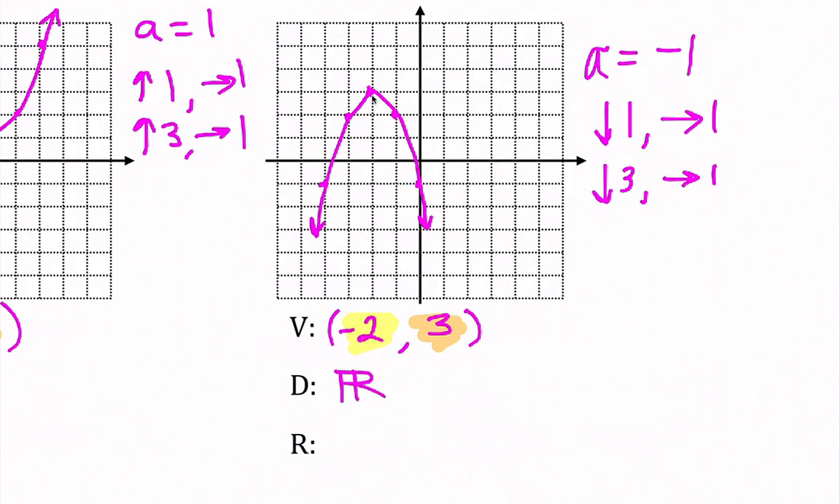Range is up and down. Well, here's my vertex, so I have a stopping point, but from there it's going to go down forever. So range is y. Down forever is less than or equal to. And it goes down from my vertex. So I look at this point. Range is y, so I take the y value, which is 3. It goes down forever from a height of 3.